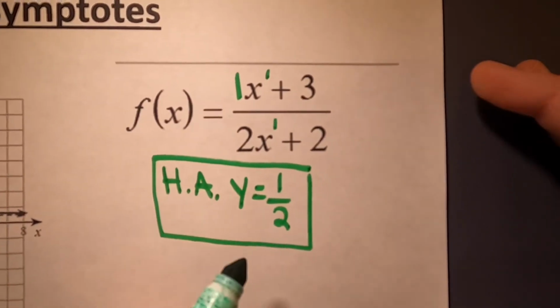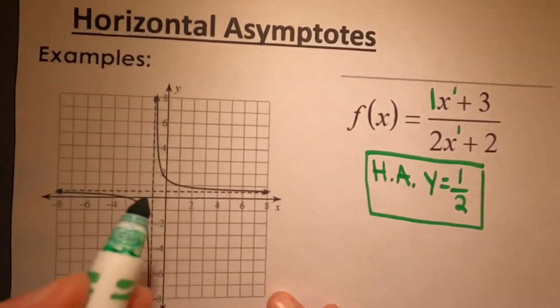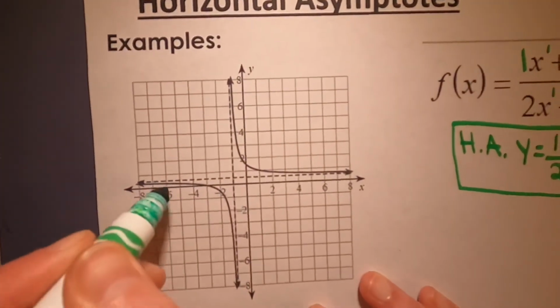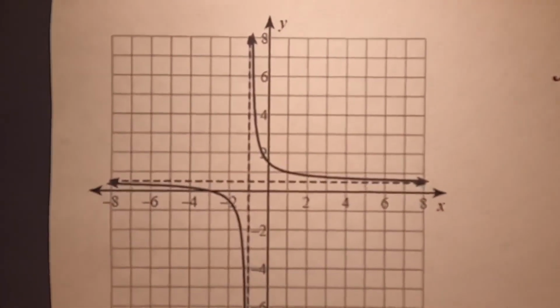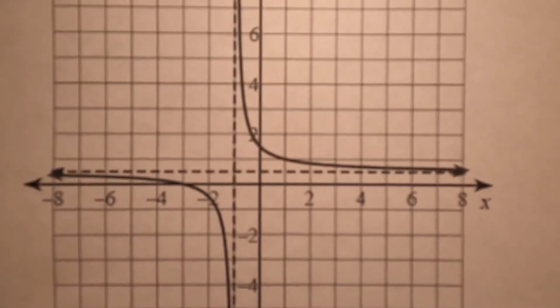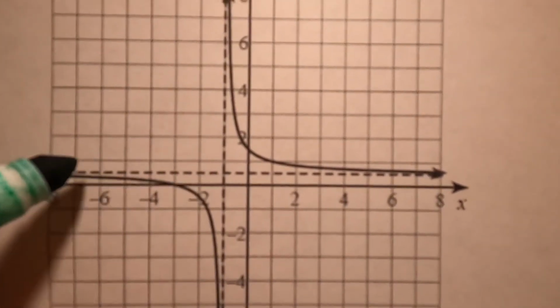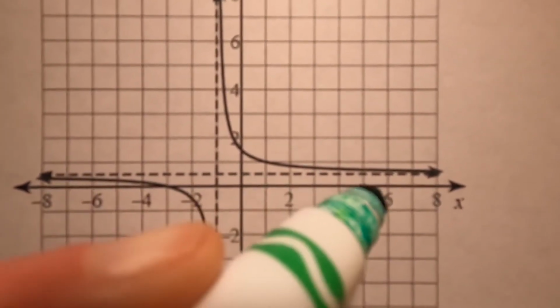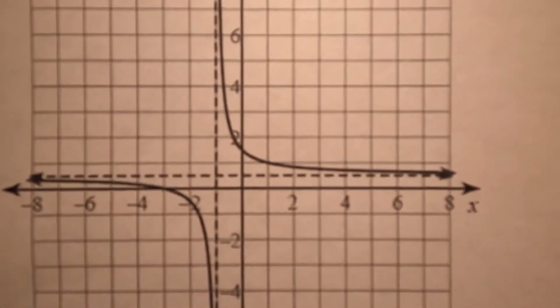So let's check that over here on the graph. The graph here shows there's a dashed line, a dashed horizontal line at 1/2. So you'll see that right there.